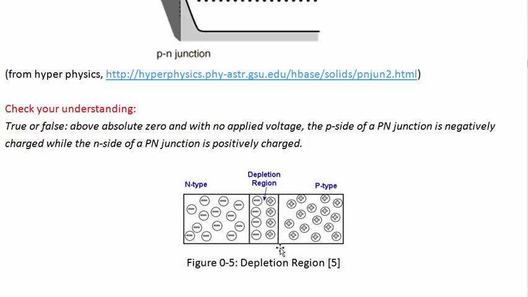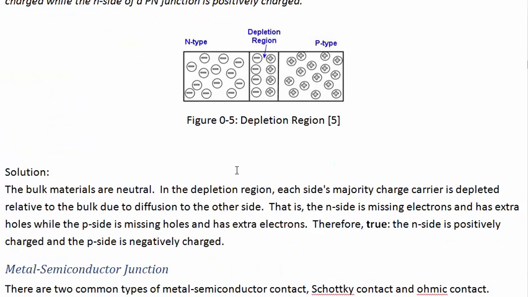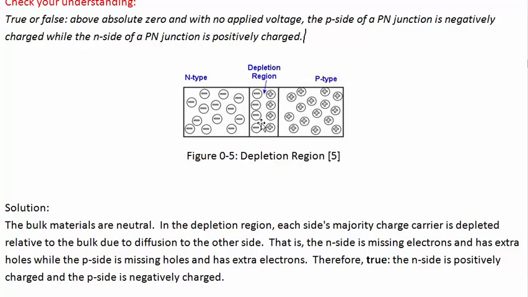Now let's see what happens in the junction. The depletion region here could be where there's some action. So when we have these extra conduction electrons here, they can move around. The extra holes over here can move around. Each side's majority carrier will diffuse a little bit to the other side, and so you'll end up with some of these electrons missing on the left and some of these holes missing on the right. That's going to leave the left side with a positive charge and the right side with a negative charge. So in fact, it was true.